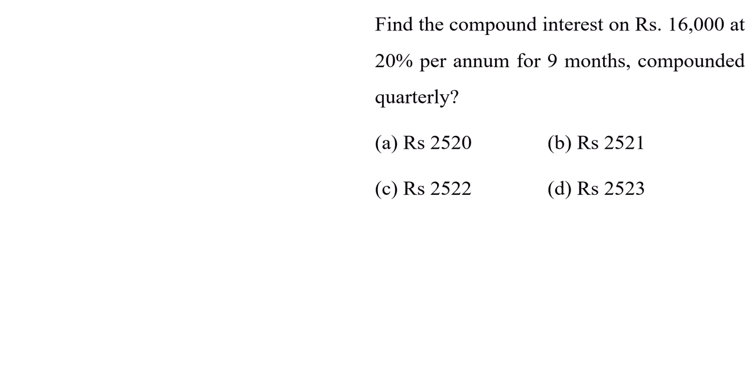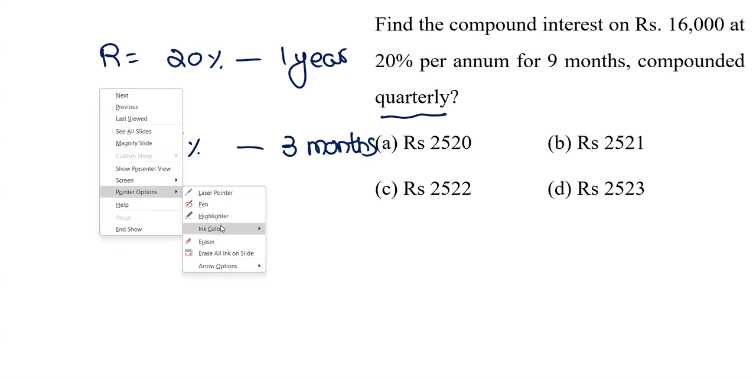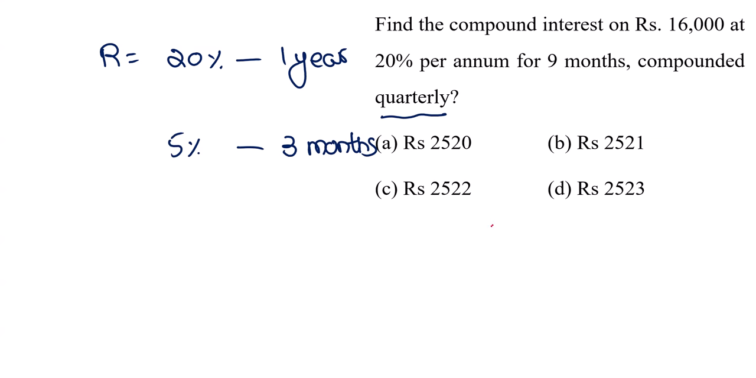Yeah, this one, if you just focus, they're asking quarterly or half yearly. First, you should focus on rate of interest. Rate of interest is 20% per annum, means 20% for 1 year. As it is quarterly, 3 months, for 1 year, 20% means for 3 months, we have to divide by 4, it will be 5%. 5% for 3 months.